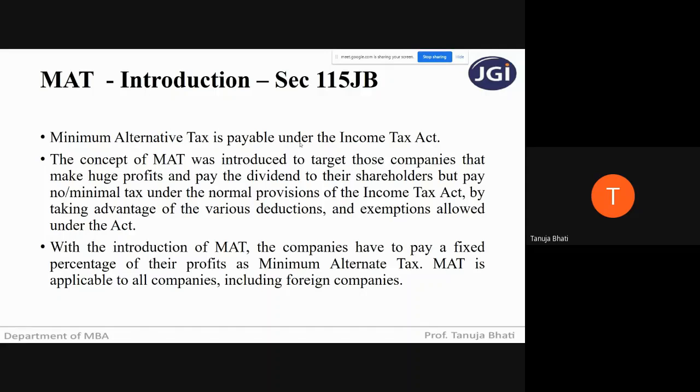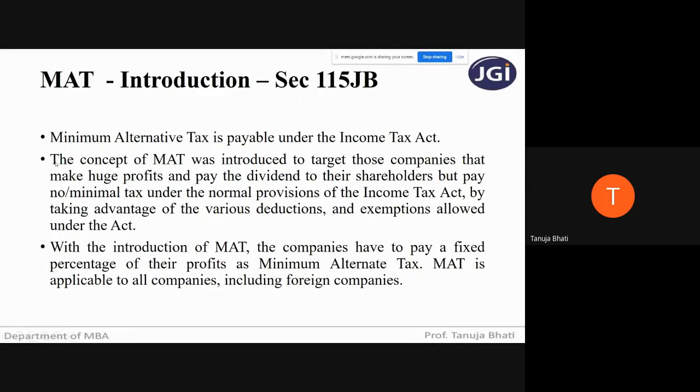So when companies used to pay tax, in order to avoid paying tax as per the total income that they have to pay the income tax on, they used to show excess dividend paid to the shareholders. They used to show certain exemptions, deductions, and they would then pay very less tax. Just by showing certain exemptions, deductions, showing more dividends to the shareholders, they would end up paying less tax to the government. So government didn't want that companies should do all this and pay less tax to the government. So government introduced the concept of MAT.